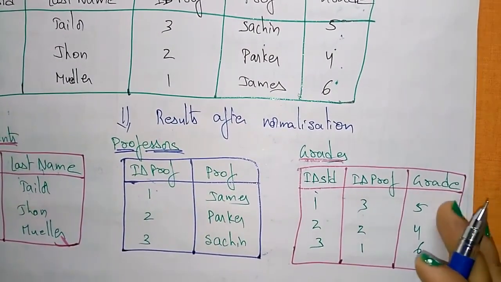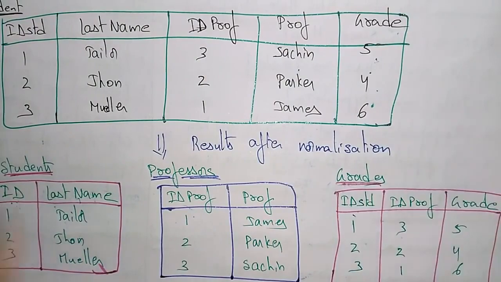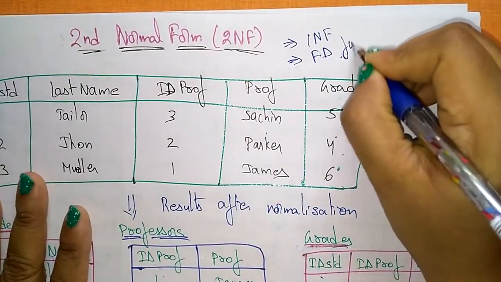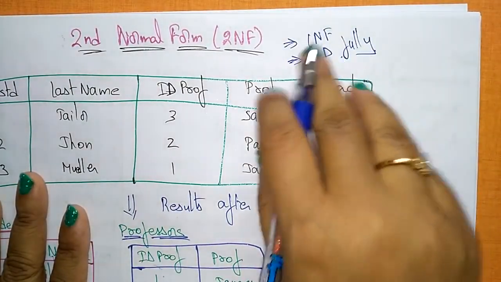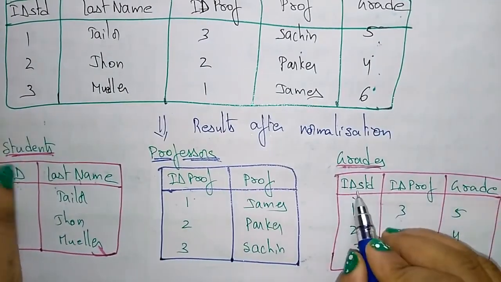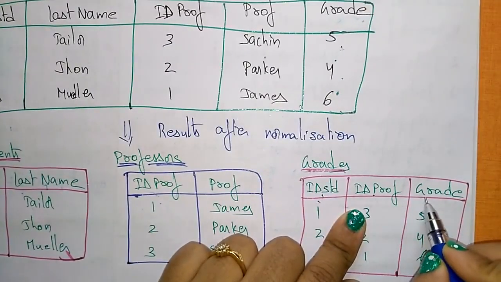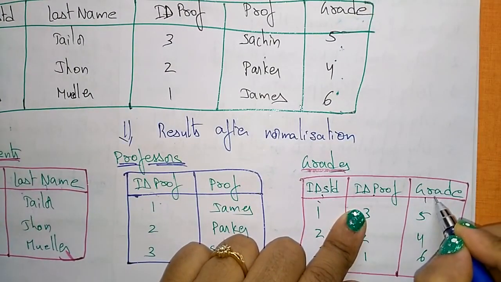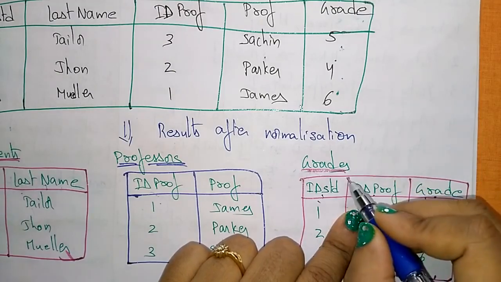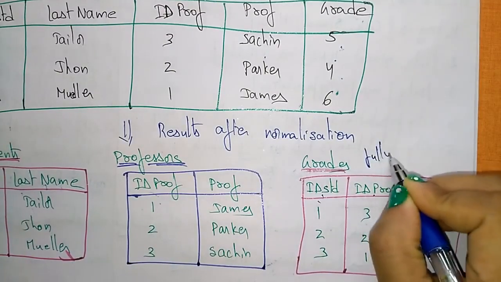And coming to grades. In the grades table, why am I saying the second normal form should be fully functionally dependent? Here we have the student ID, the professor ID and the grade. When a non-key attribute depends upon two or more keys, then you can say it is fully functionally dependent.